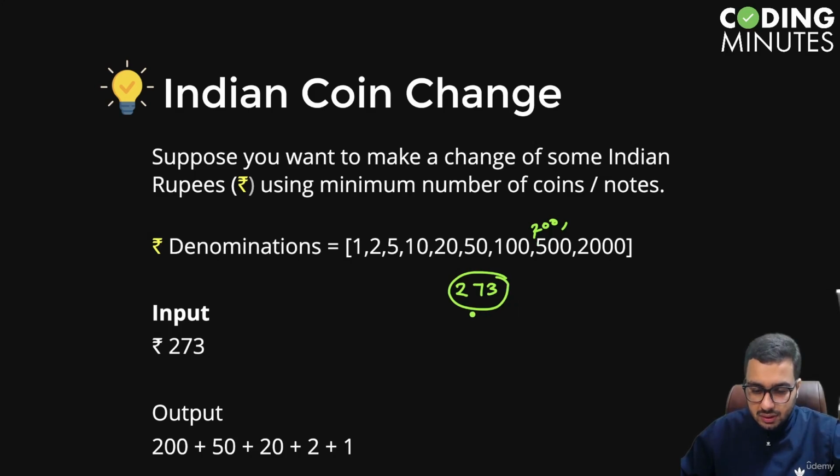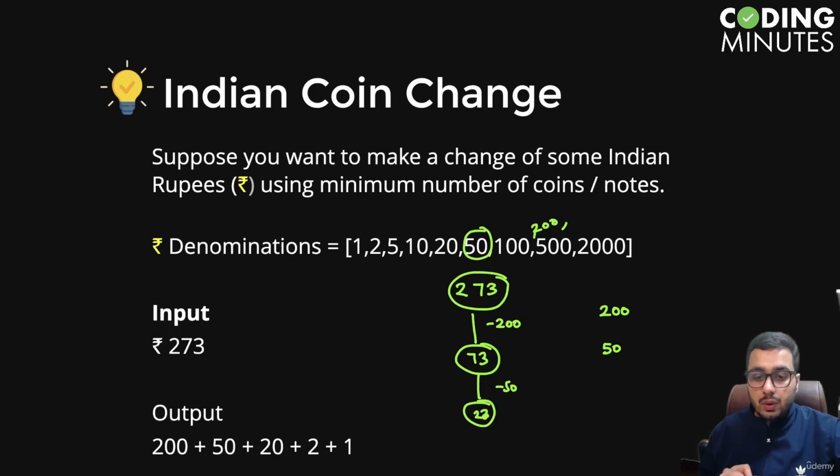That is 200. We will take a 200 rupee note and subtract 200 out of it, and we are left with 73 rupees. So what is the currency that is less than or equal to 73? Clearly we have 50. We'll use a 50 rupee note and subtract 50 from here. So we are left with 23. Now we want to make change for 23.